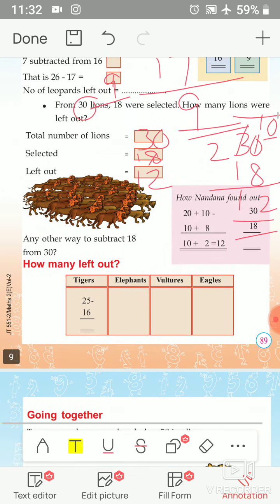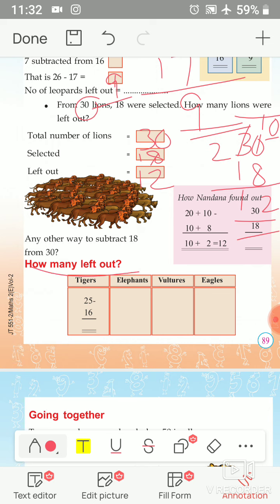Next, how many tigers are left out? 25 minus 16. Then subtract it. 25 tigers are total and 16 tigers are selected. Then subtract 25 minus 16. All of you subtract. 5 minus 6 is not possible.